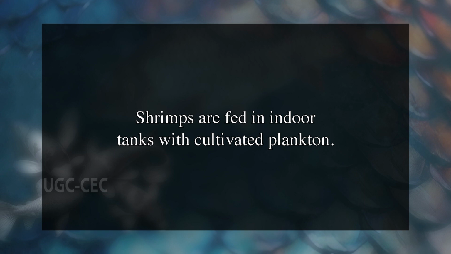The female shrimps are transferred to large seawater ponds that are adjacent to the sea or other tanks. After hatching, the shrimps are fed in indoor tanks with cultivated plankton. After 10 days, they are brought to shallow ponds for further cultivation or for distribution to other farms.